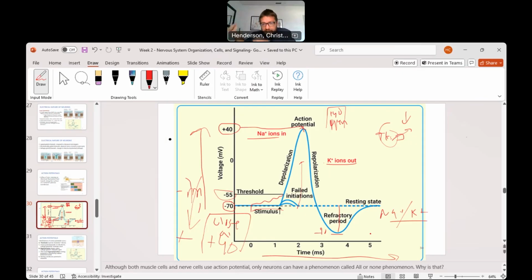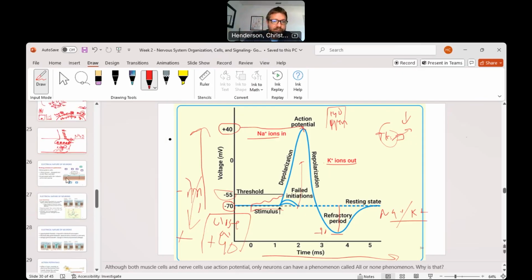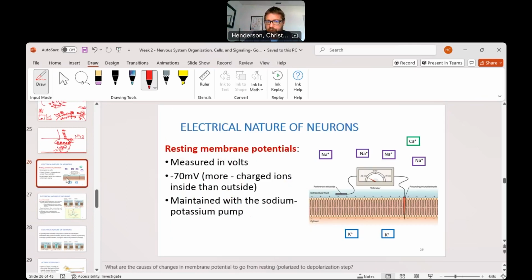And you're like, get that potassium back in here. And you're pumping potassium back in. And you have to create that gradient. This is an artificially created gradient so that we can get this to happen. That is the whole job of the resting membrane potential. So let's look at the resting membrane potential.